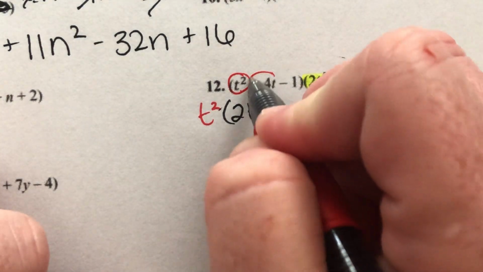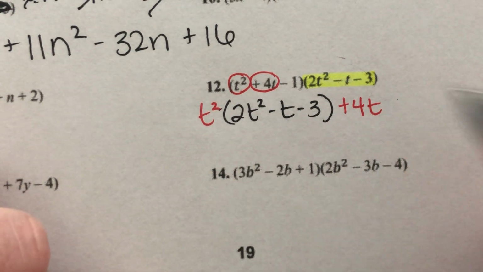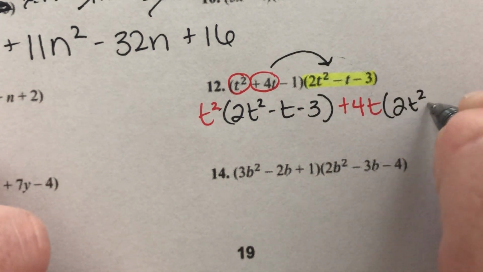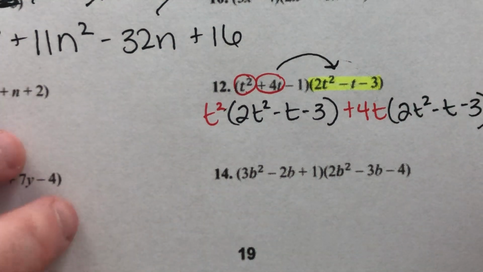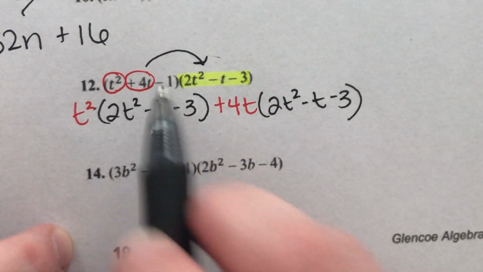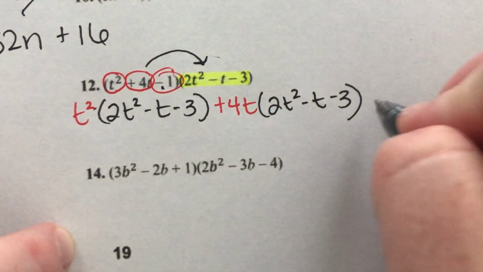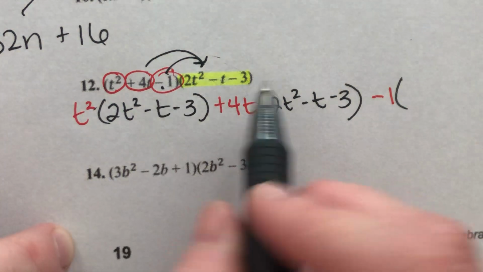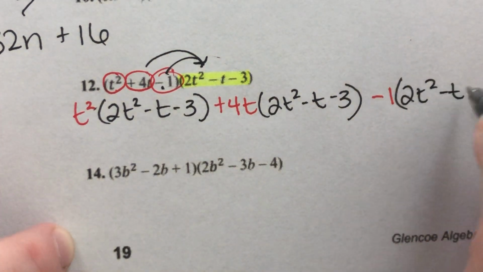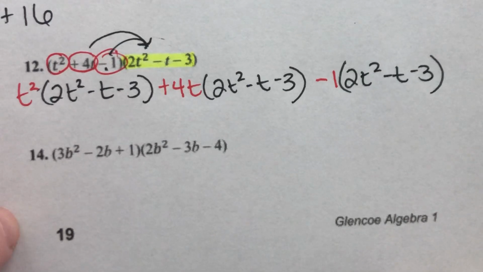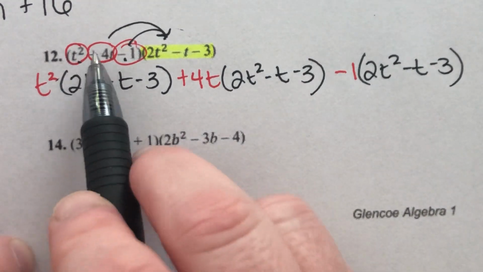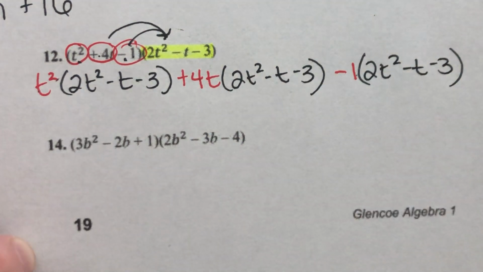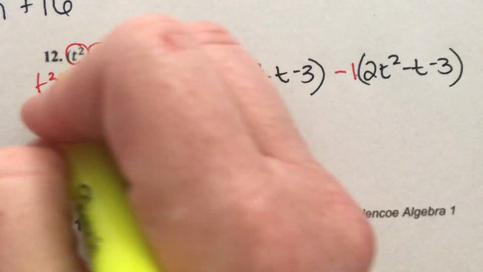Then I've got plus 4t, so plus 4t, and I'm multiplying it also by this whole thing, so 2t squared minus t minus 3. And then I've got a minus 1, so a third term. Minus 1 times this whole thing, 2t squared minus t minus 3. So it actually comes out to be this whole big thing, right? Each of these three terms was multiplied by this guy. Boom, boom, boom. If it helps.